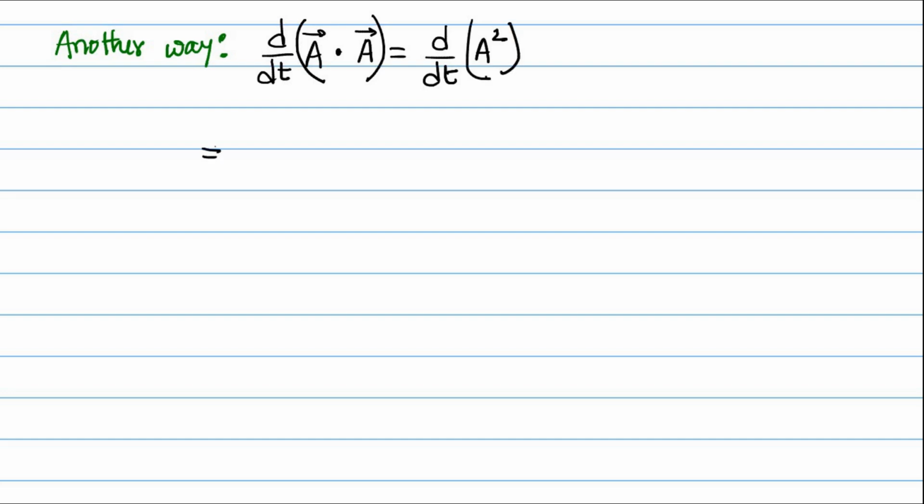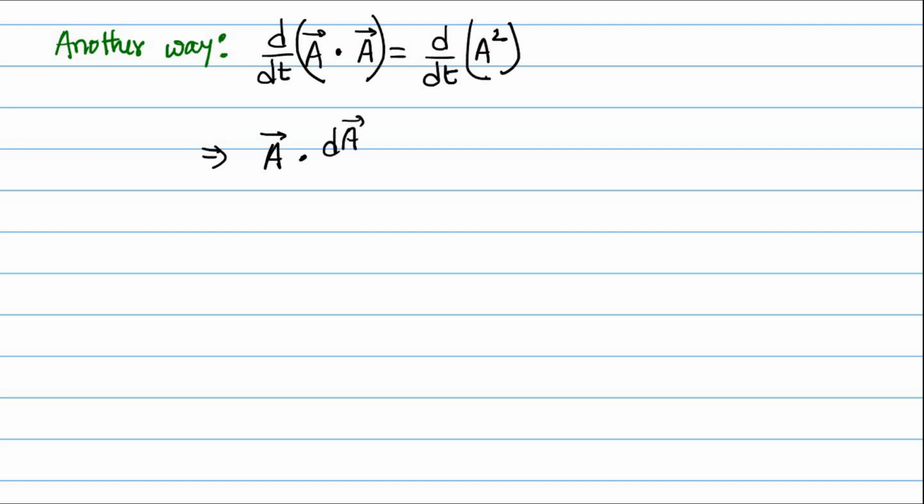Now another way we could have gone is to take the dot product first, right? A dot a, which is simply a squared, and then simply take the derivative. So if you take the derivative on both sides, well, I could just put it here, can't I? Right, and on the right hand side I can write d/dt.